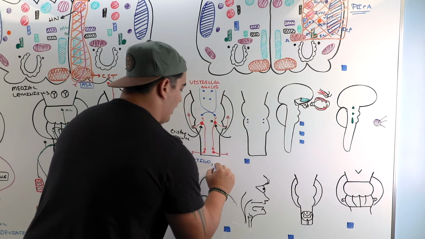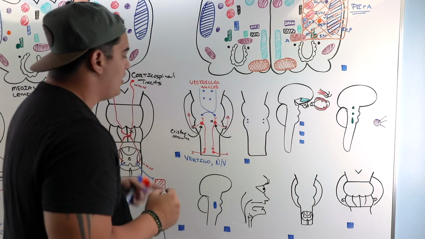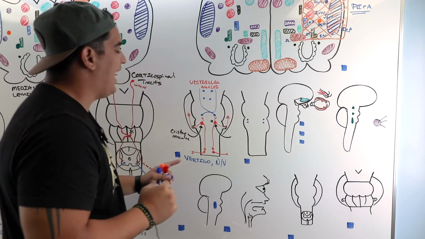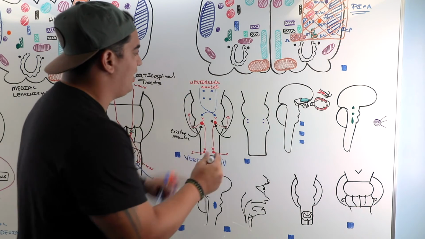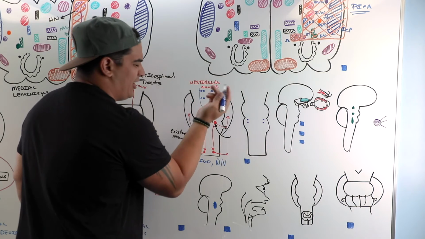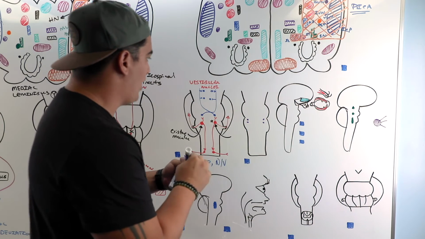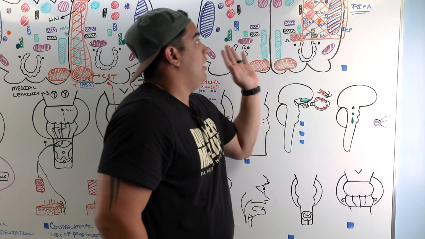And associated nausea and vomiting. We'll write it shorthand, okay? So vertigo, nausea, and vomiting, and maybe some diplopia because you're affecting this kind of medial longitudinal fasciculus. There may be some type of potential skew deviation. But again, vertigo, nausea, vomiting is what I'm really looking for here, okay? All right, good. Next structure.